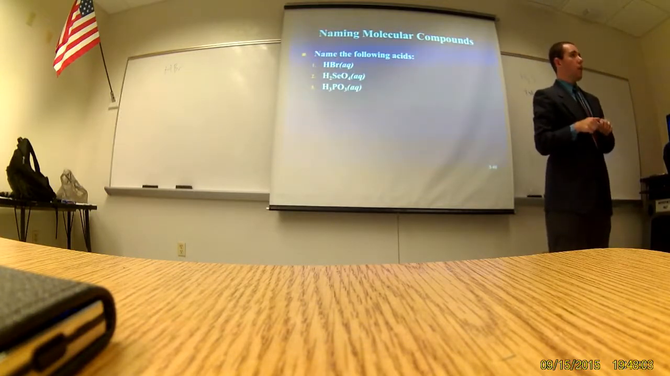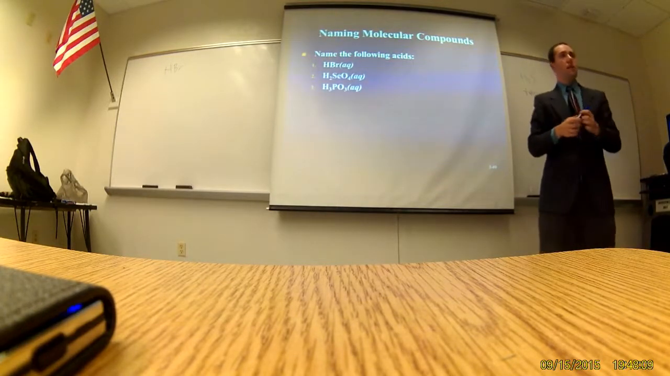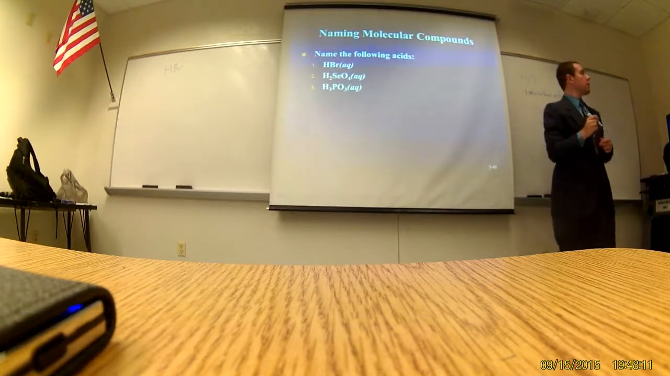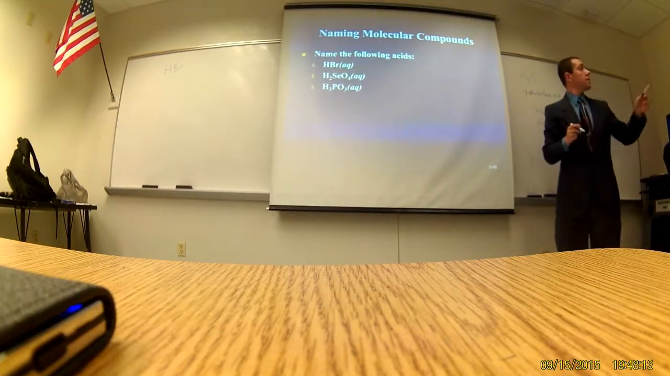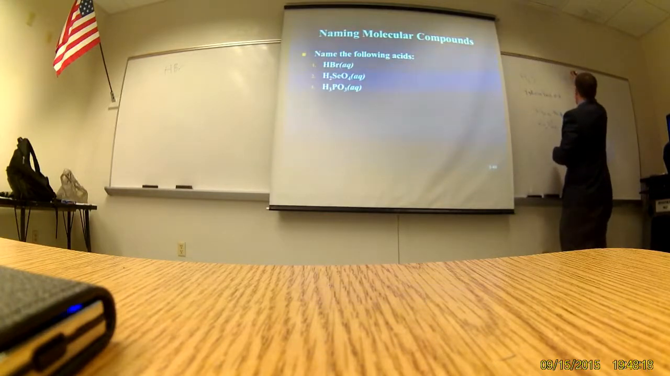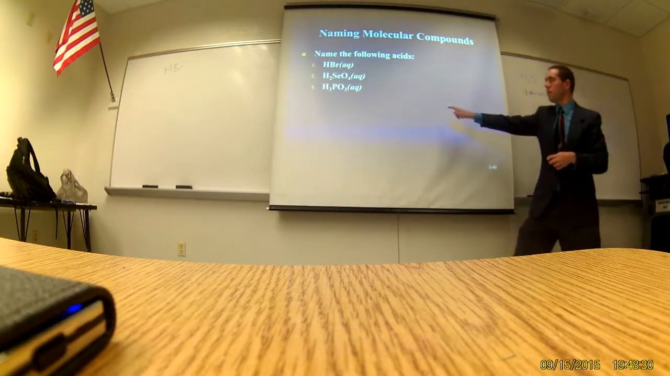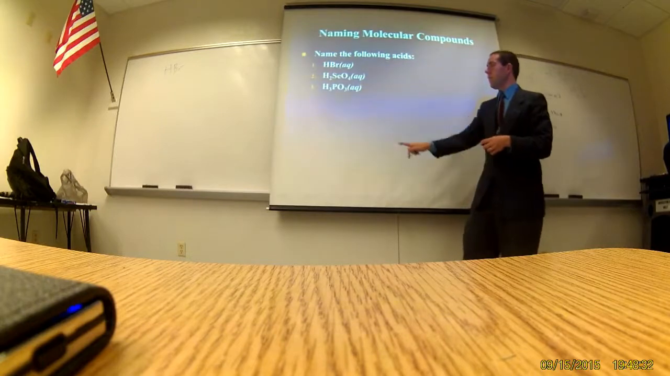What would hydroselenic acid be? It would be H2Se. The selenide ion is 2 minus, so you have H, so you get H2Se. That's hydroselenic acid. This is selenic acid.